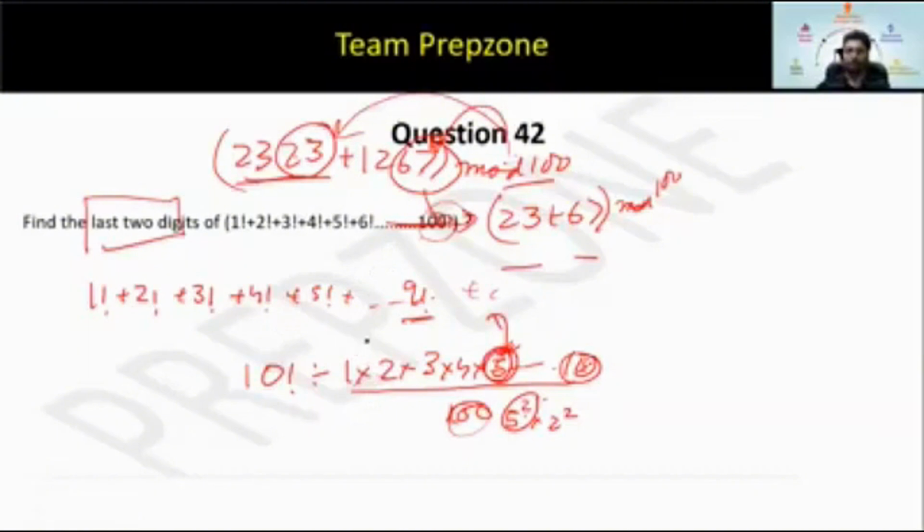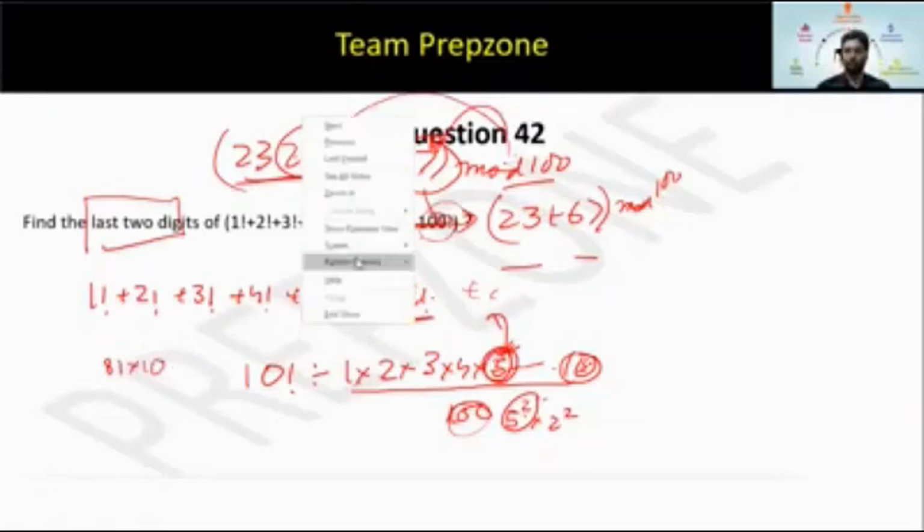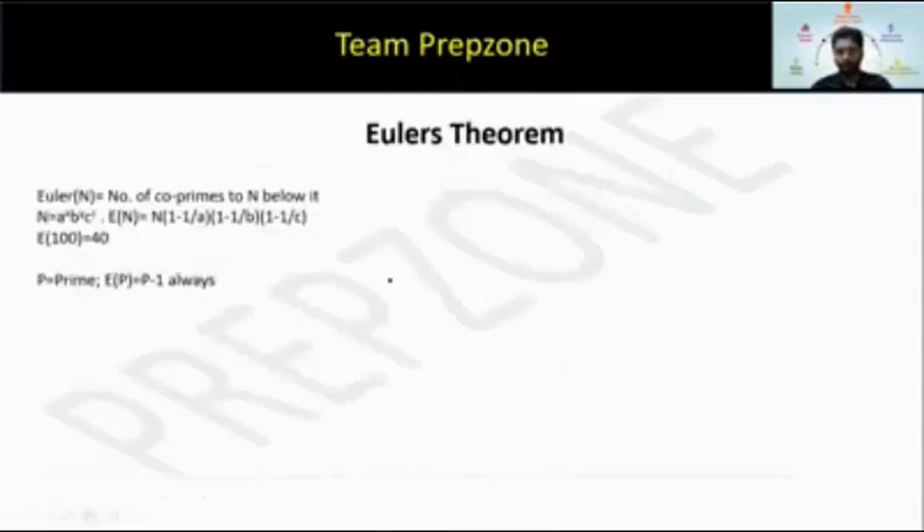Now is it clear? We have done this, Priyam. In the last question also we did. We took it as 81 into something, right? Into 10 something we took, right? In the last to last question, there also we divided.